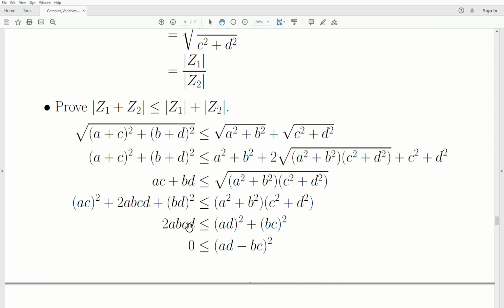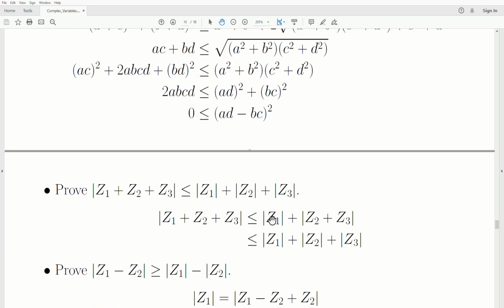If we subtract this from both sides, then that is this squared component. But since these are real numbers and then we're squaring it, it's always greater than or equal to 0. So this is true. And then you can backtrack. This is true, true, true, true, true, true. So then this must be true. And then we've proved the triangle inequality in complex numbers.